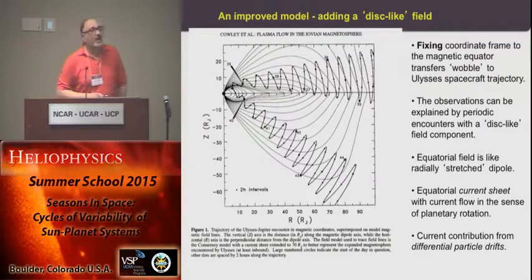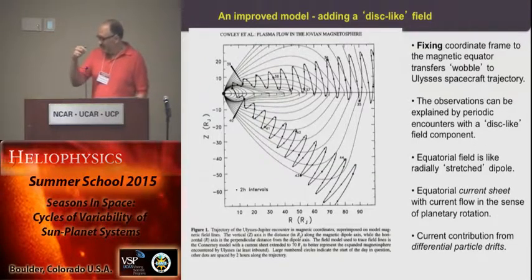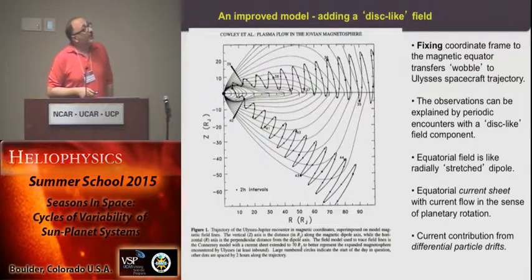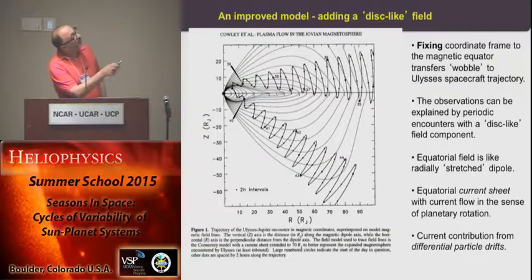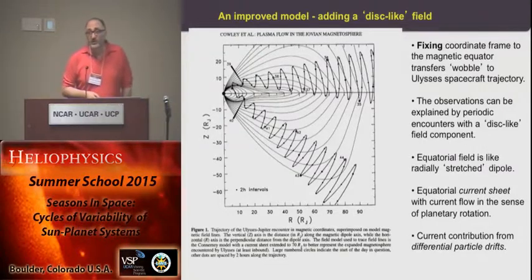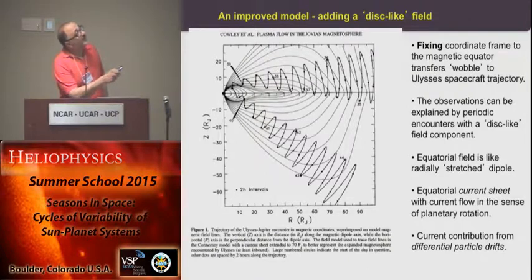Okay, so this diagram is in the frame of reference which is anchored to the tilted rotating dipole, which means that the wobble of the dipole is now transferred to the spacecraft trajectory, which is this curve here that passes through the diagram. And so this is a nice representation because it shows us that in the case of Ulysses, and certainly in the case of Galileo, the spacecraft makes these periodic dips into the center of the current sheet, current that needs to flow there to support this stretched dipolar field that we see.